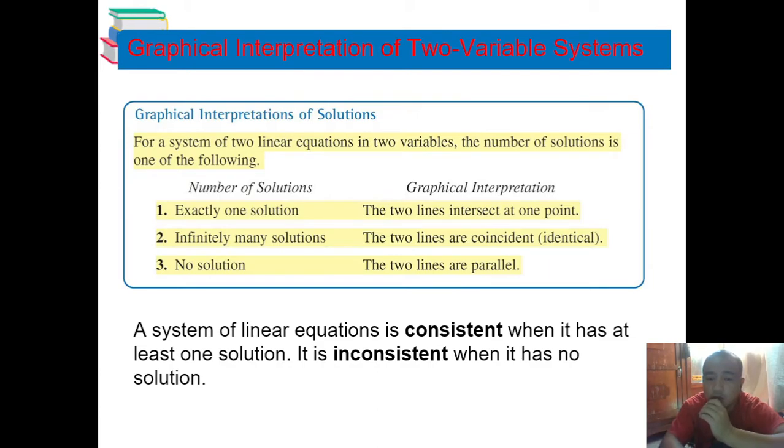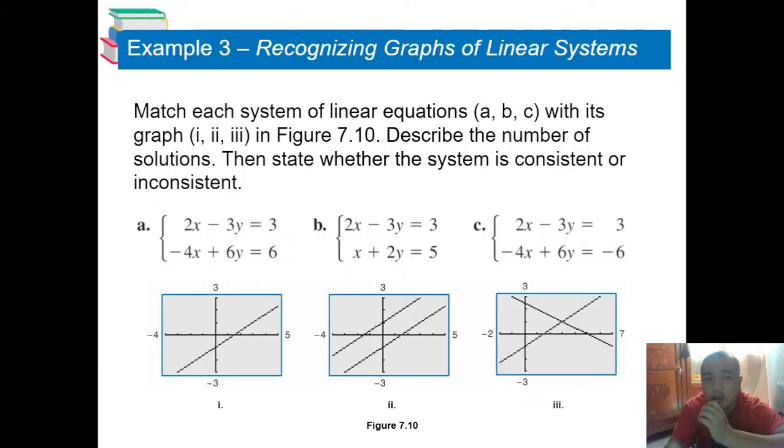A system of linear equations is consistent when it has at least one solution. Consistent, one solution. It is inconsistent when it has no solution. Consistent when it has one solution, inconsistent when it has no solution. Match each system of linear equations A, B, C with its graph in figure 7.10. Describe the number of solutions.